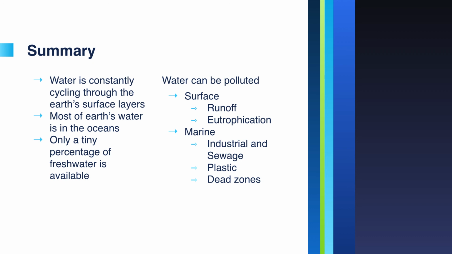Water can be polluted on the surface by runoff, which can cause eutrophication, and this eutrophication can then flow downstream and cause a dead zone in the oceans or gulfs. Industrial and sewage waste can also pollute the marine area, as well as plastic that is blown away or disposed of improperly.